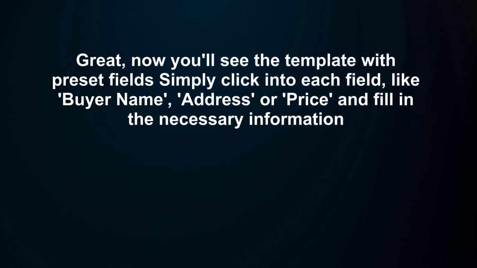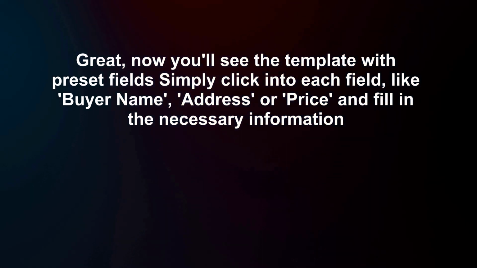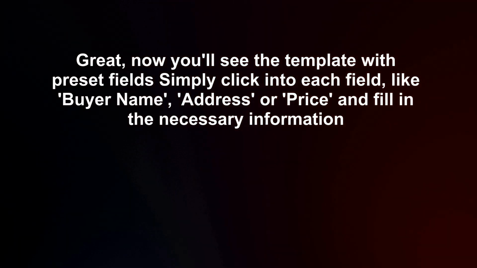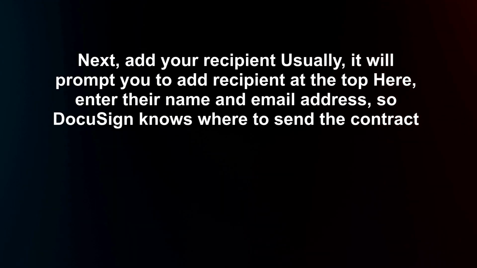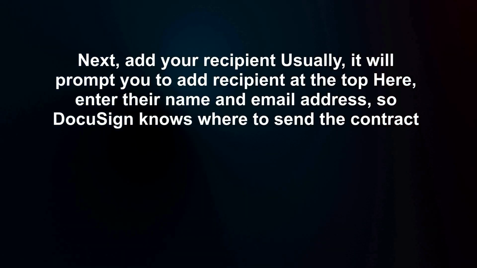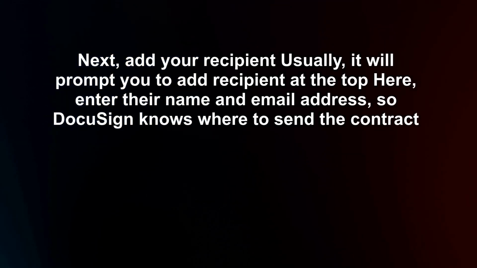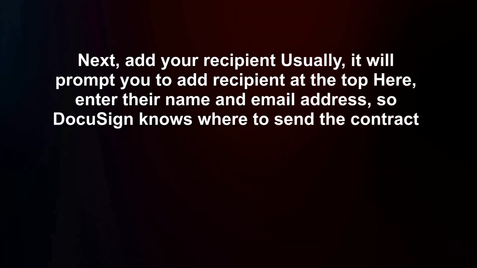Great, now you'll see the template with preset fields. Simply click into each field, like beer name, address, or price, and fill in the necessary information. Next, add your recipient. Usually, it will prompt you to add recipient at the top here. Enter their name and email address, so DocuSign knows where to send the contract.